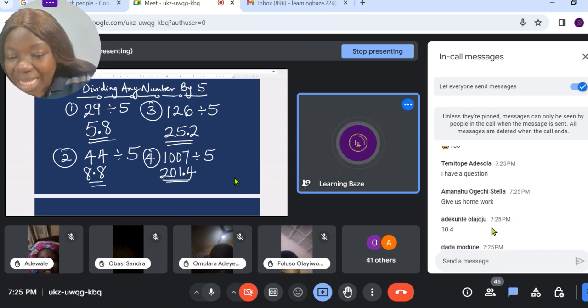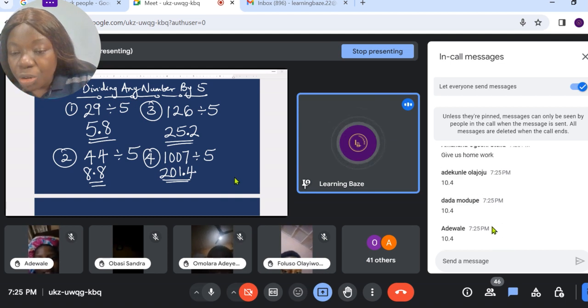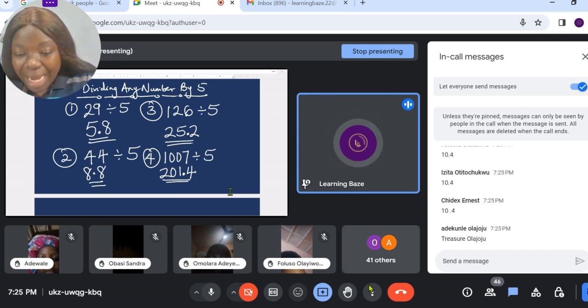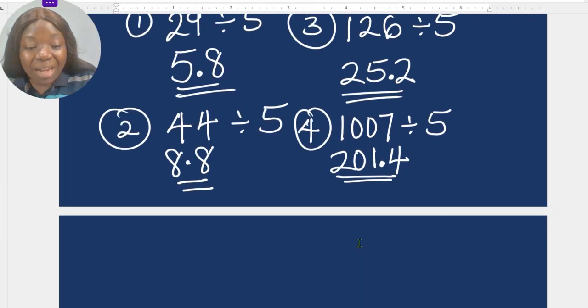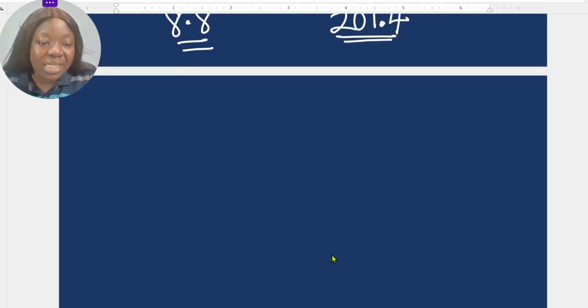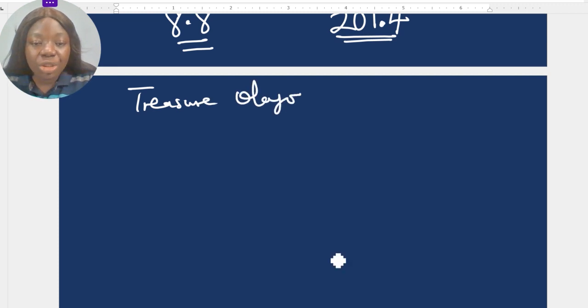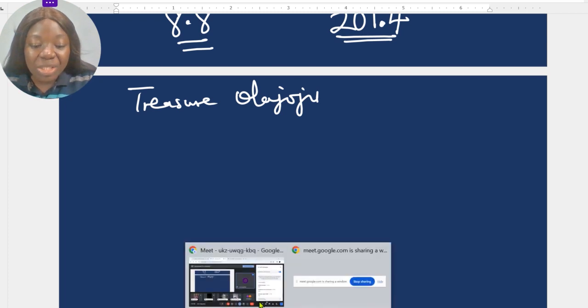10.4, correct. Who's that? Adekunle Olajoju. What's your name? Please drop your name in the comment section. Is that your name? Is the email your name? Treasure Olajoju. Wow, for now, Treasure is our captain. And if another person can answer the question as fast as possible, you will be the next captain. So if you don't want Treasure Olajoju to remain the class captain, then my next question goes to you now.